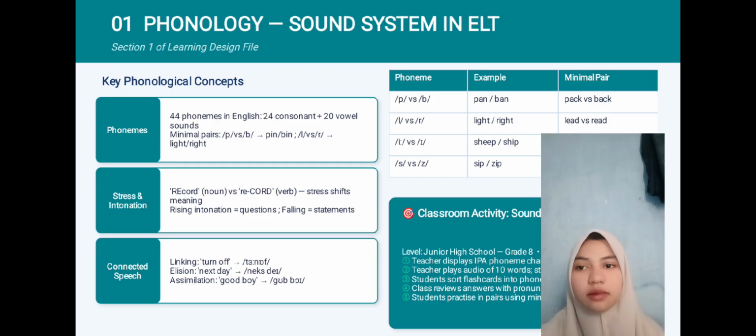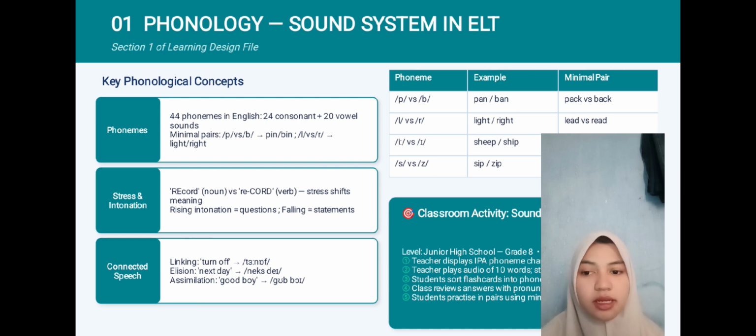Teaching phonemes helps learners distinguish minimal pairs such as P and B, like pin and bin, and L and R, like light and right. And then there are stress and intonation, or stress and sentence intonation, features that affect meaning. For example, record as a noun versus record as a verb. This is how stress changes meaning.